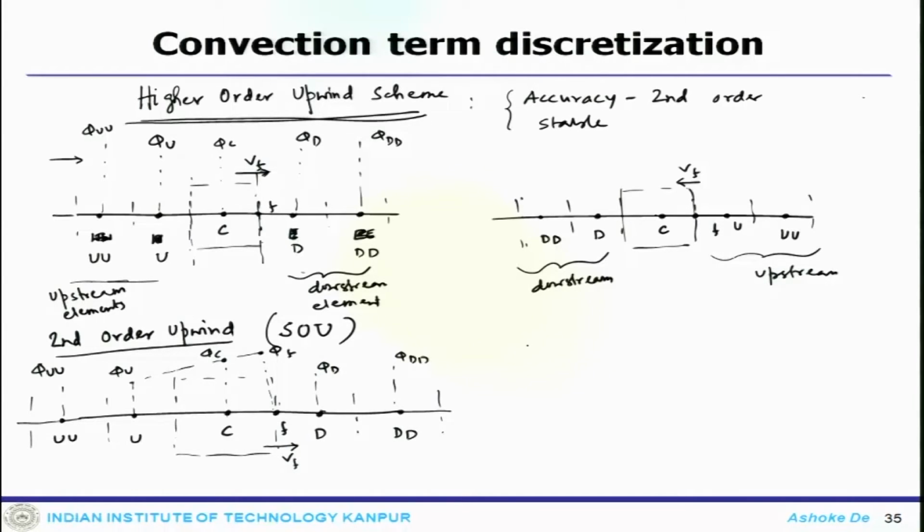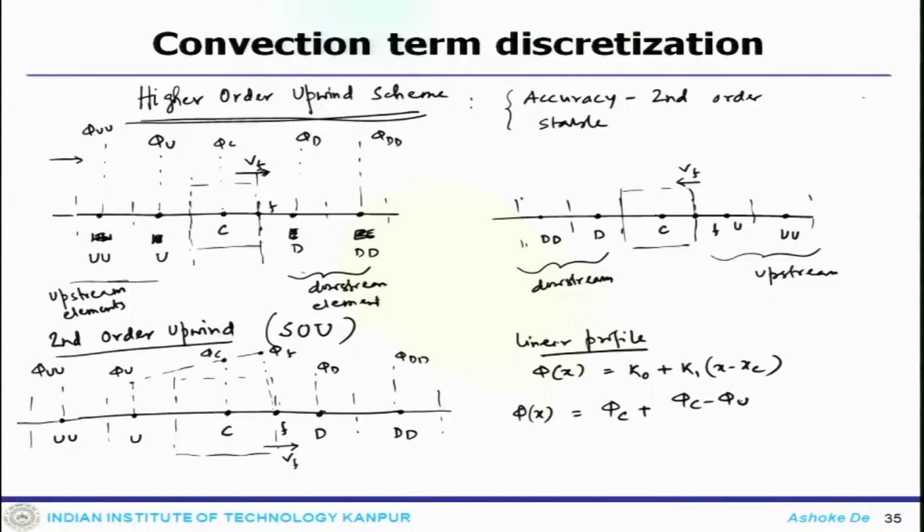So, you start with a linear profile. If you start with a linear profile, then the system you can define as phi of x equals k naught plus k 1 times x minus x c, because the whole idea is to find out the face value at these f faces, and fitting it to the nodal values x c, x u and all these, one can write that phi of x equals phi c plus phi c minus phi u divided by x c minus x u into x minus x c. So, that is how you define this system.